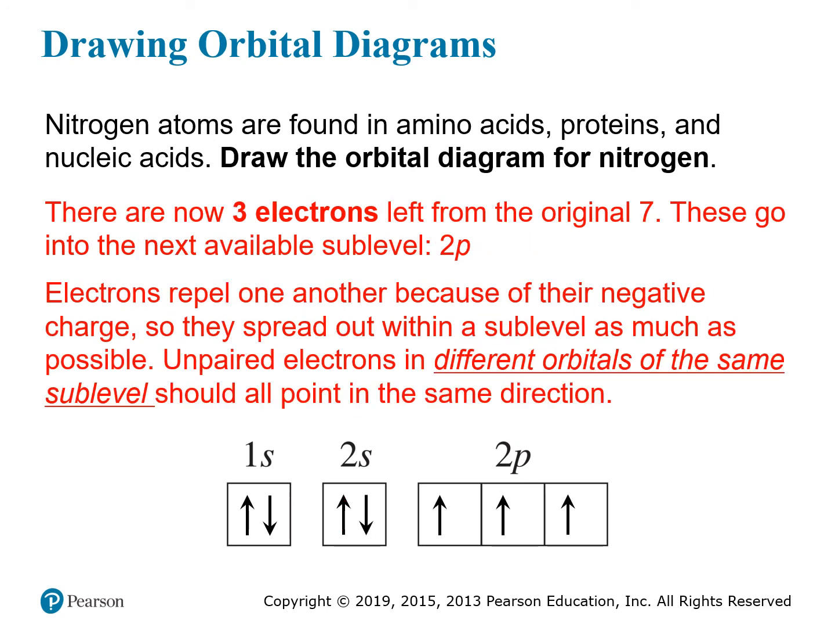The 3 electrons that we have left are clearly going to go into the 2p sublevel. The 2p sublevel has 3 orbitals, which means it can hold 6 electrons. So there's plenty of room in the 2p sublevel to hold those last 3 electrons of nitrogen. But these electrons are also going to arrange themselves in a certain way.